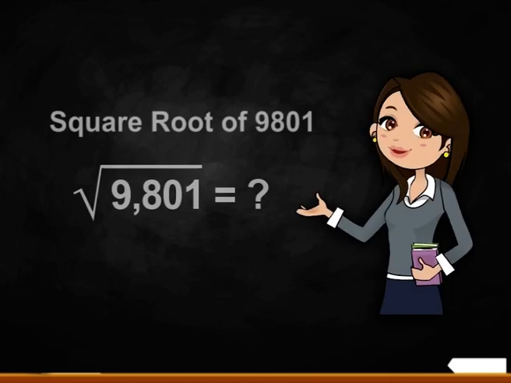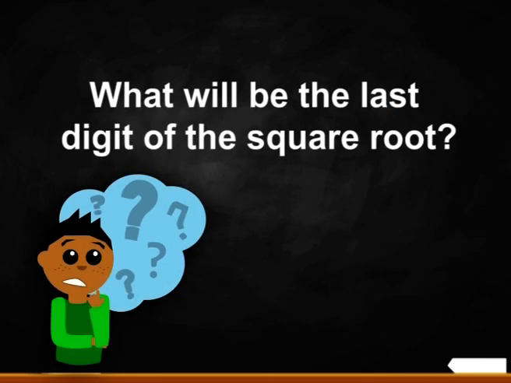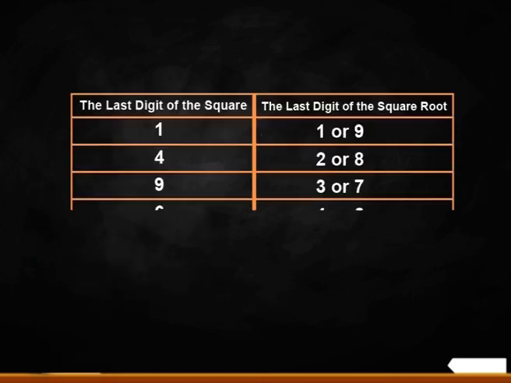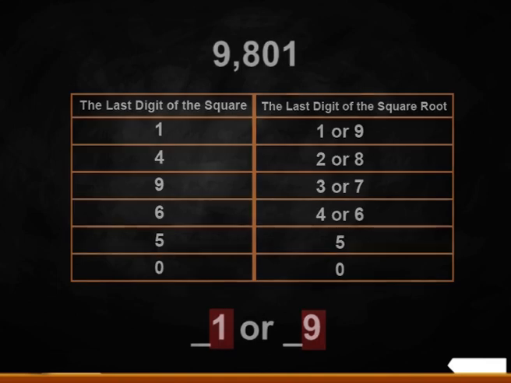Let us find out square root of 9801. What is the last digit of this number? The last digit of this number is 1. What will be the last digit of the square root? Let us look at the table and find out. The last digit of the number 9801 is 1. Therefore, according to the table, the last digit of the square root will be 1 or 9. The answer at this stage is 1 or 9, which are the last digits of the possible answers.